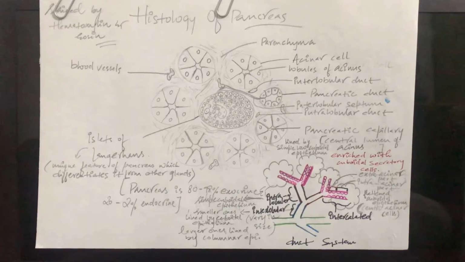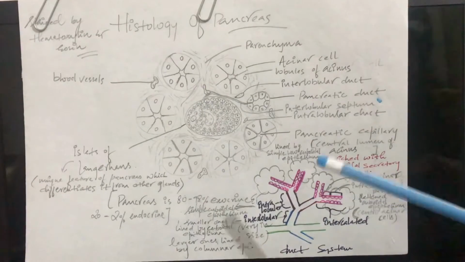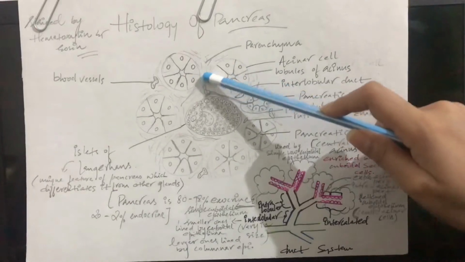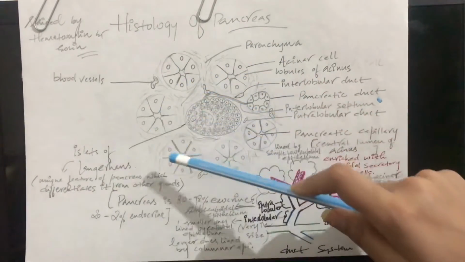Histology of pancreas. For histological studies, stains such as hematoxylin and eosin are used for staining organ tissues. Here is a diagram of magnified pancreatic tissue. This is parenchyma. It consists of acinus. These are acinus.